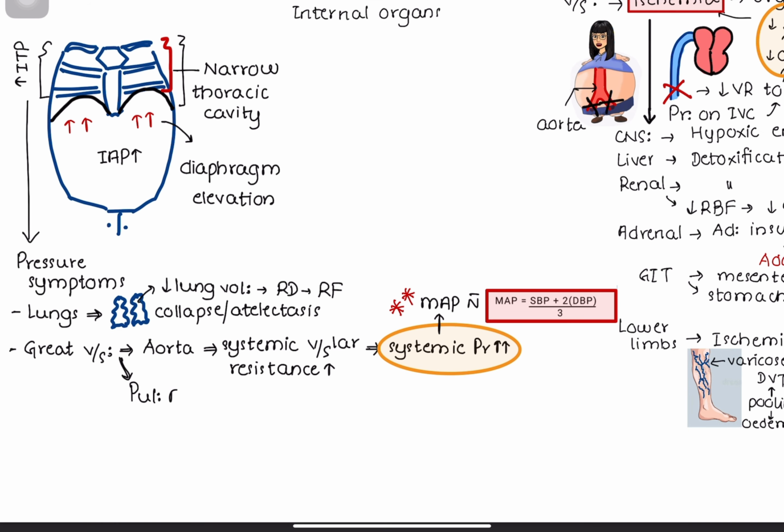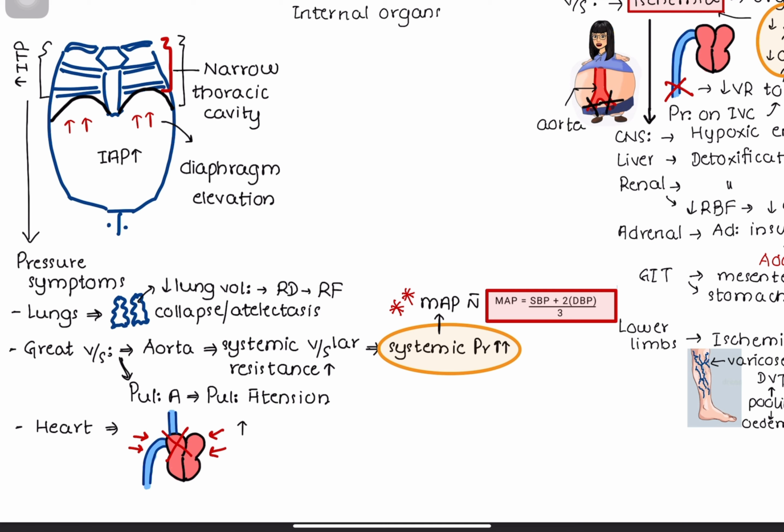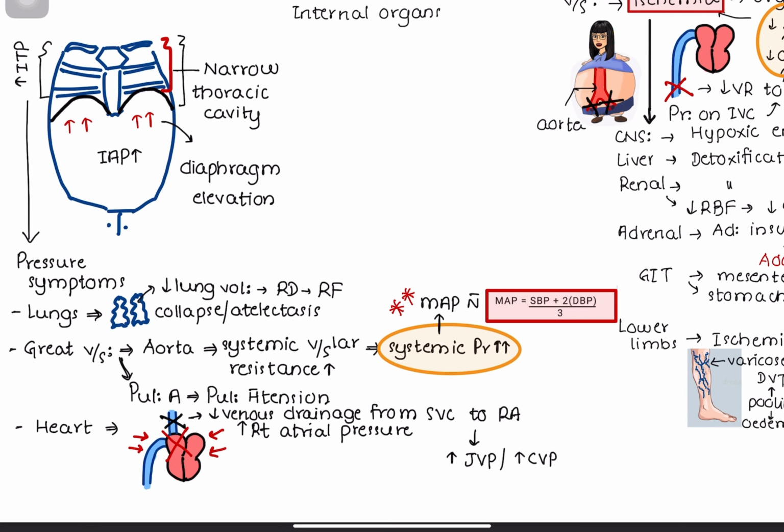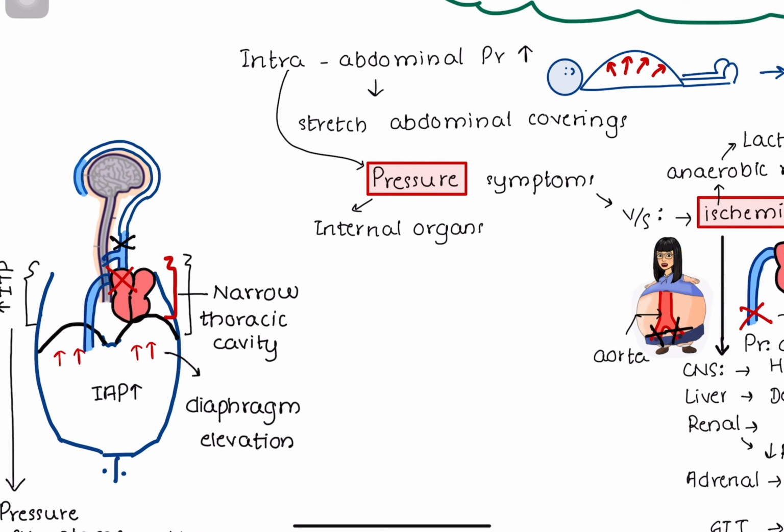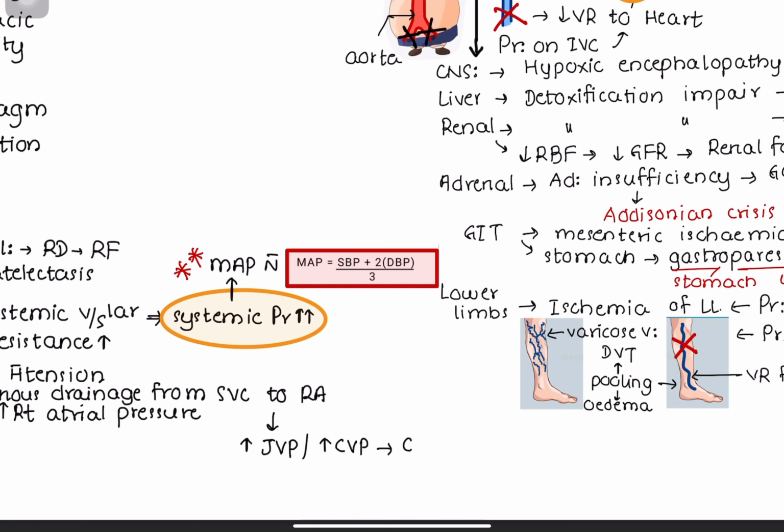Pulmonary vascular resistance or pulmonary hypertension occurs due to compression of pulmonary vasculature. Pressure on the heart causes a rise in right atrial pressure, which further blocks the venous drainage from SVC into right atrium. This leads to increased central venous pressure or JVP. Due to increased central venous pressure, cerebrospinal fluid cannot drain properly. This may cause the ventricles to swell up, causing hydrocephalus and increased intracranial pressure.